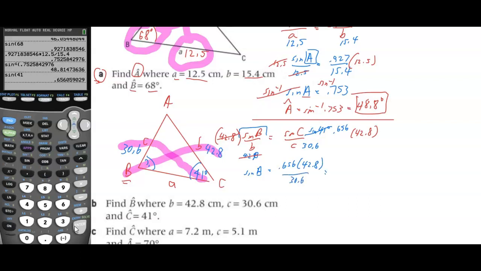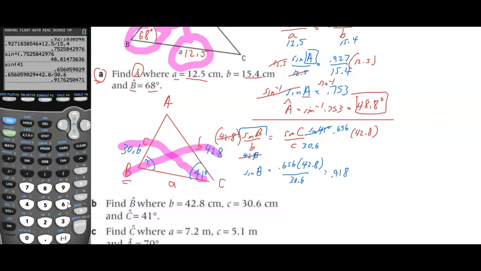Let's simplify that with the calculator. 0.656. Oh, actually, we already have 0.656 right here, so we can just copy and paste it. And then I'm going to multiply that times 42.8. And then I'm going to divide that by 30.6. And that is 0.918.